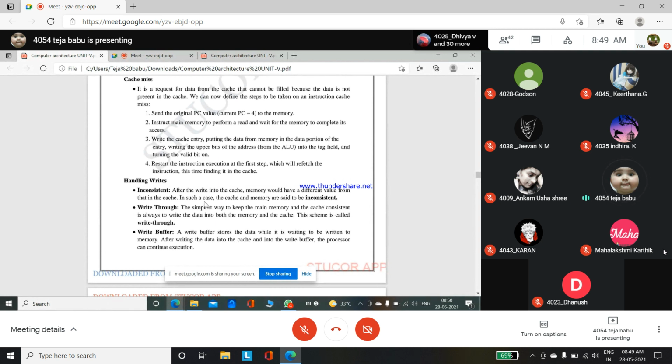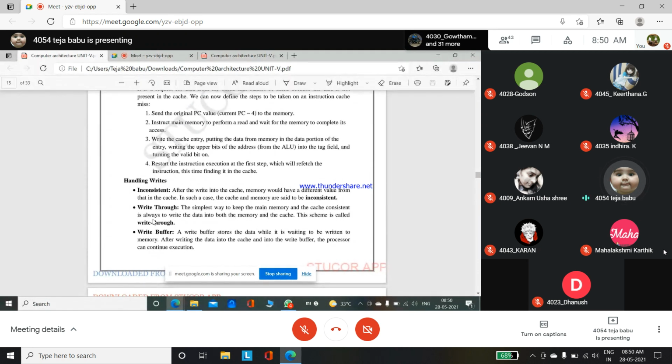Write through. What is write through? Let's check it out. The simplest way to keep the main memory and the cache consistent is always to write the data in both the memory and cache. This scheme is called write through. So the simplest way is what? We have to store the data in both the main memory and cache memory, so that the data will remain consistent. This scheme is called write through.